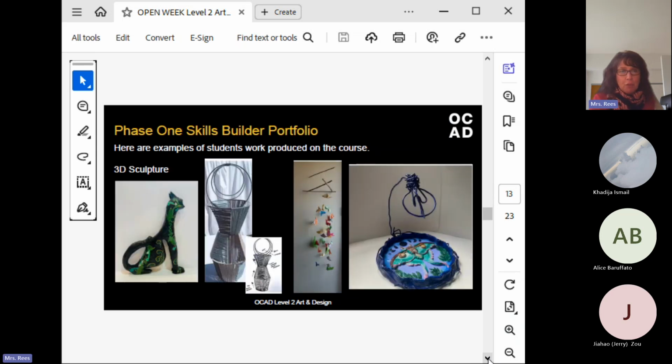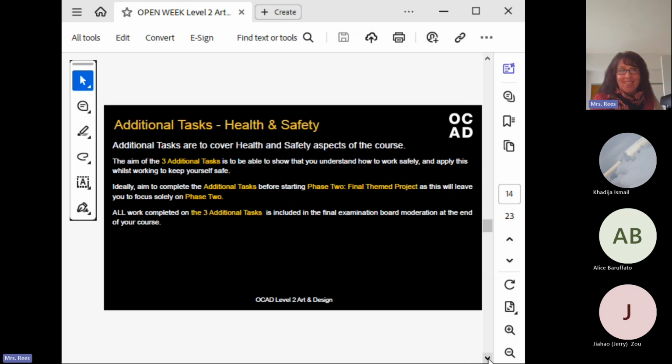We look at a little bit of 3D. So again, how students interpret that. The lessons will give guidance as to how to run the task and what options there might be. So some really fantastic work being produced.